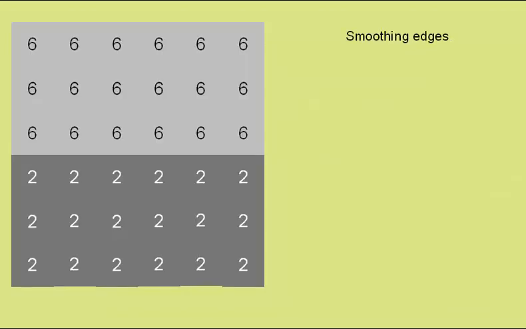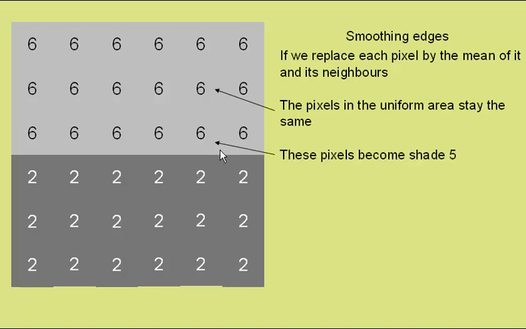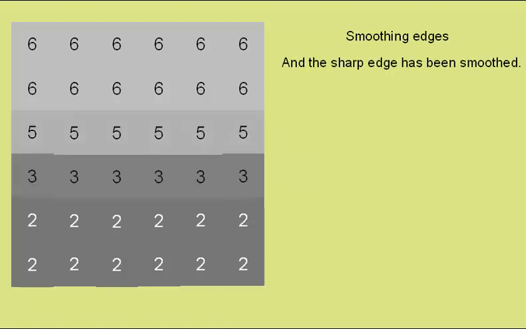We might want to smooth an edge rather than highlight it, and if we replace each pixel by the mean of itself and its neighbours, so for example this pixel would be replaced by the mean of all these 6's, which of course would be 6. So the pixels in the uniform areas stay the same. These pixels would become shade 5. These pixels would become shade 3, and the uniform region again would stay the same. So this would give this type of effect, where the sharp edge has been smoothed.